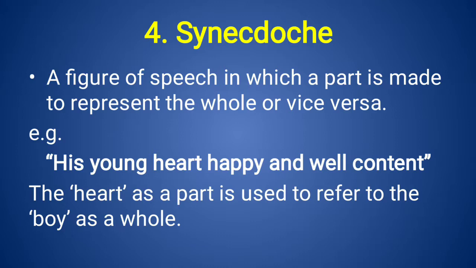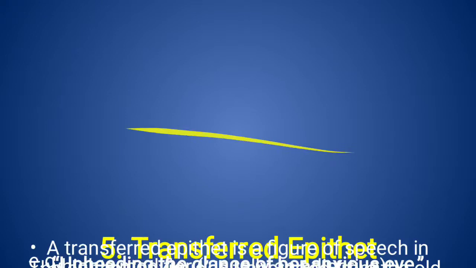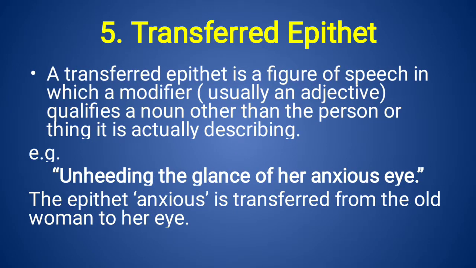His young heart, happy and well content. So the heart as a part is used to refer to the boy as a whole. So here part is representing the whole. It means this word heart represents the whole boy. So whenever such a thing happens, remember we have synecdoche in this statement. And this is a new figure of speech for you. So remember this figure of speech and its speciality. So after discussion on synecdoche, we are moving towards the next figure of speech, that is transferred epithet.